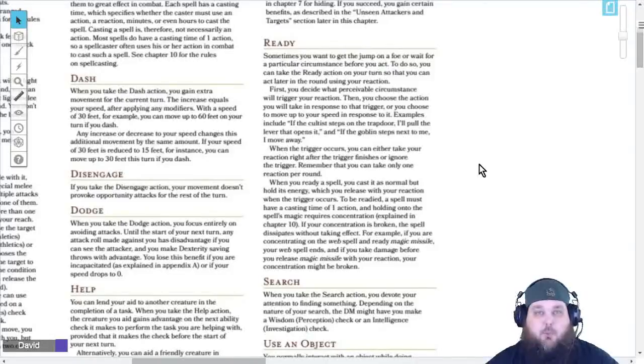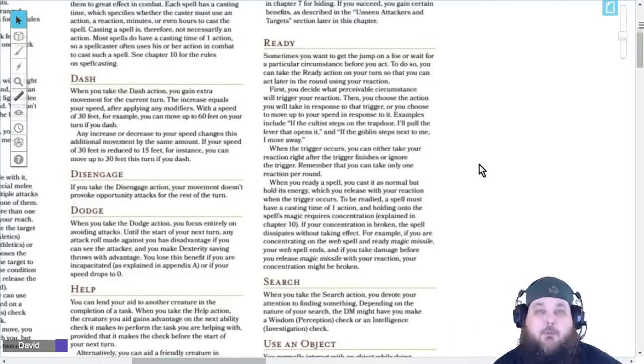Now, you can only keep one spell concentrated at a time. For example, if you're concentrating on the web spell, and then you want to ready a magic missile spell for the first goblin that comes around the corner, you want to blast it with 3 darts of magic missile, then as soon as you ready that, you're going to lose web. So that's your web spell gone. Now, you'll be readying magic missile.